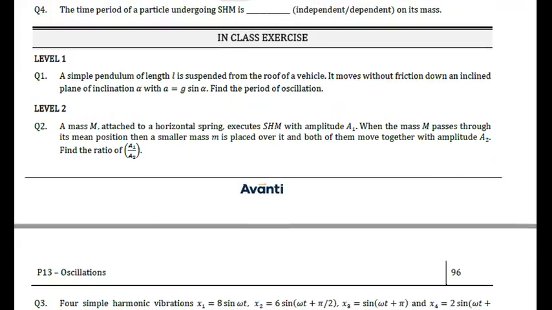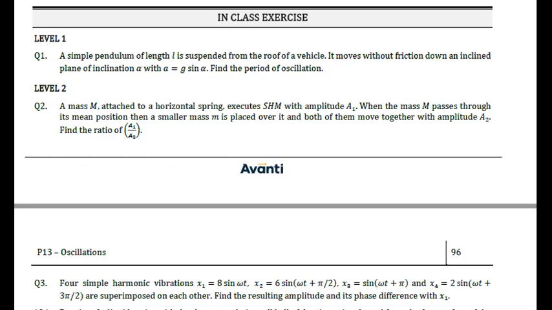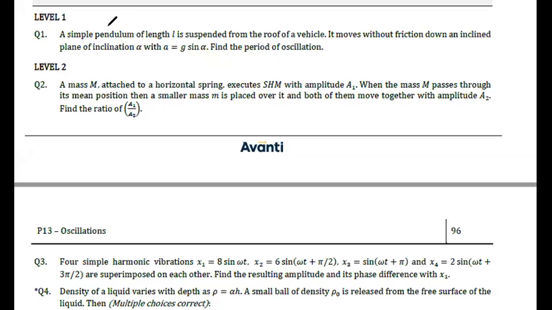So try to solve some problems. Question number 1, everyone try to solve question number 1. A simple pendulum of length L is suspended from the roof of a vehicle. It moves without friction down the inclined plane. Think about it, means you have a setup like this. This is an inclined plane with inclination alpha. This is a very famous problem, and the acceleration a is equal to g sine alpha.